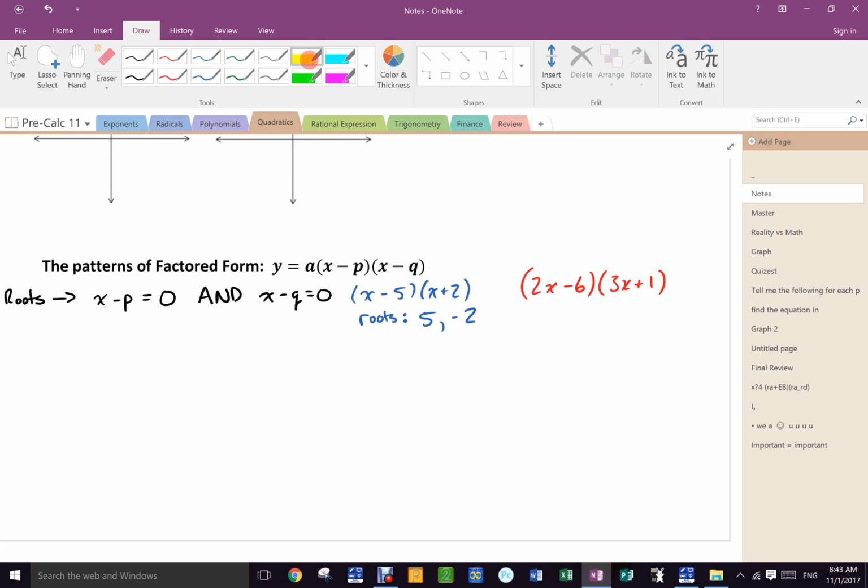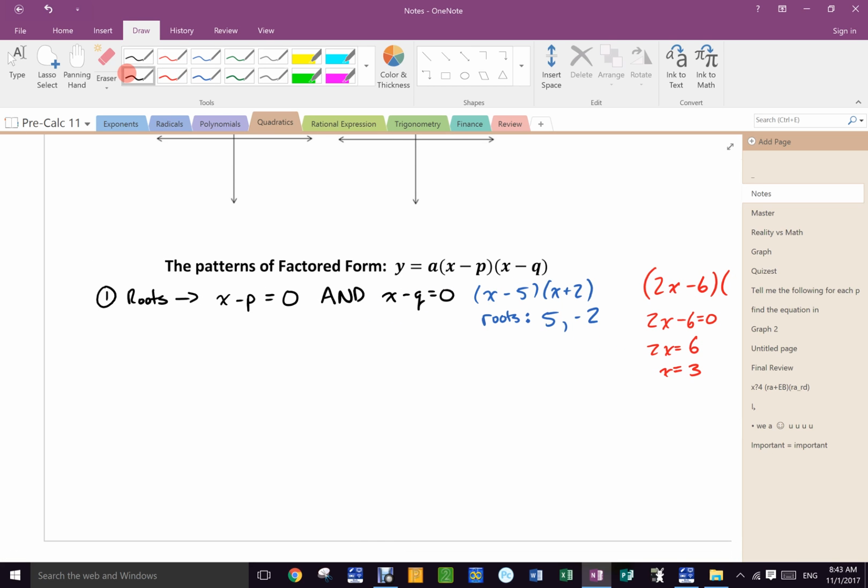How did you find those, Sukhpal? So he had this. He moved the 2x. I wouldn't have. 2x equals 6, and x equals 3. And what'd you do over here? Does everybody see how to do the roots from factored form? Excellent.